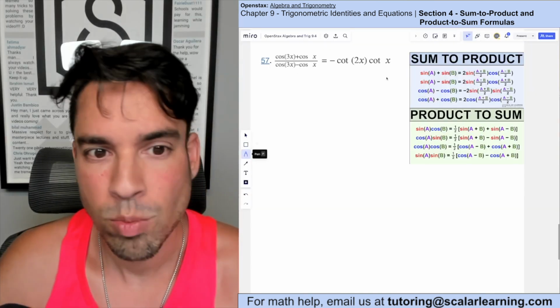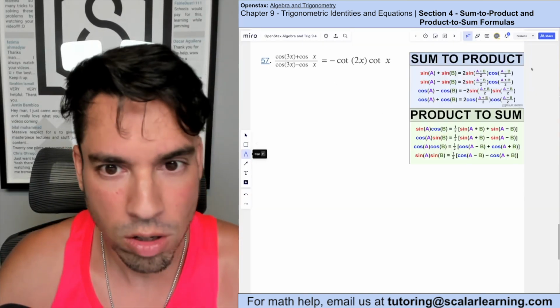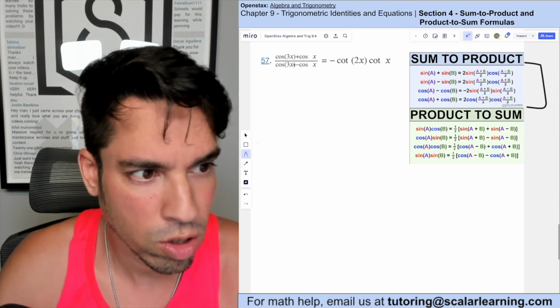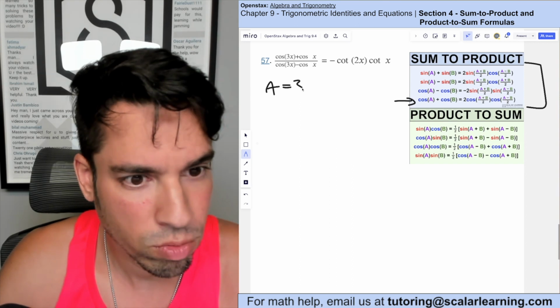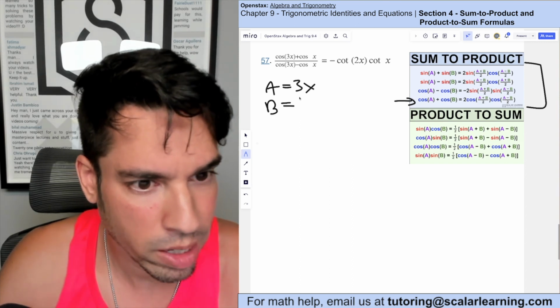Done. So for this one, we're going to prove this identity by using our sum to product. And here I got cosine plus cosine and cosine minus cosine. So let's do the top first. A would be 3x, right? B would be just regular x.